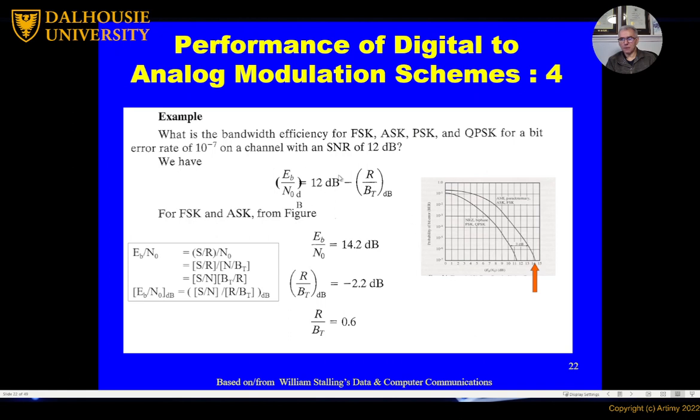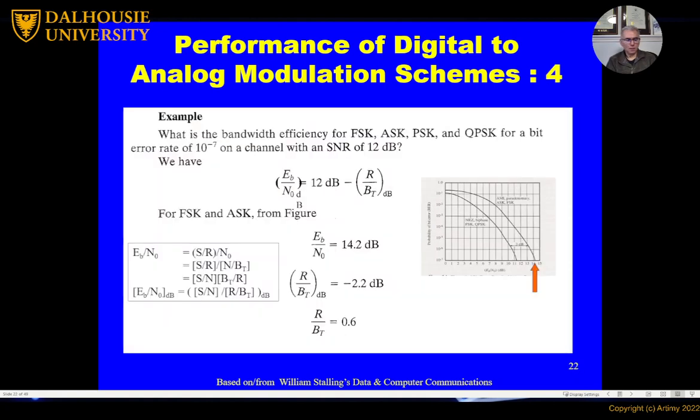So now I have this, which is 14.2. I just need to figure out the ratio R over B. So the ratio is minus 2.2. Okay. And so that's in dB. So to convert it to absolute values, I need to raise both sides to the power of 10.